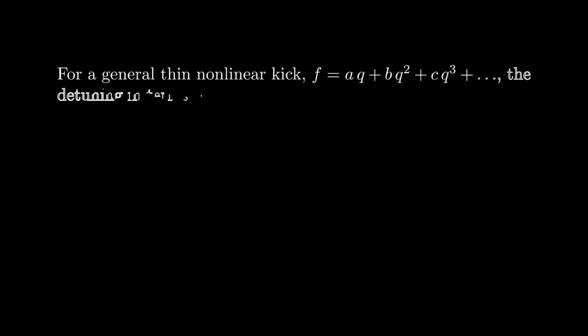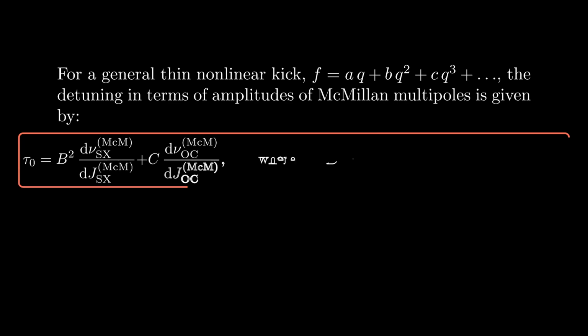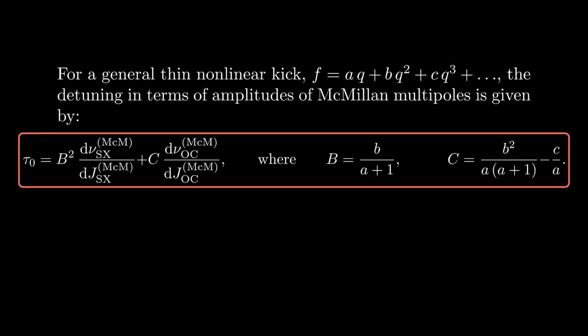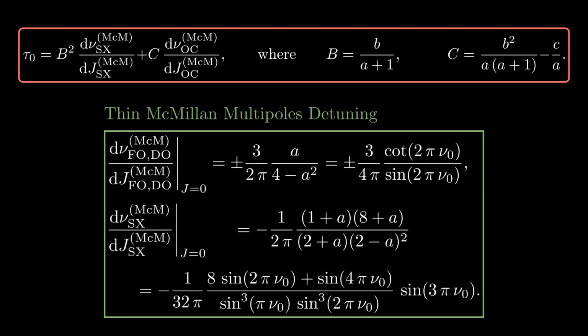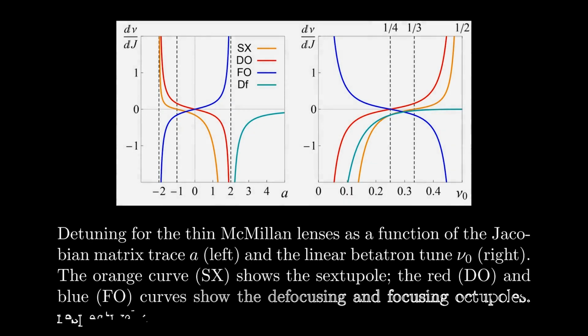To summarize, for a general thin lens, including for example a thin RF cavity when considering longitudinal dynamics, the detuning is once again determined by the additive contributions of two components, with the McMillan sextupole strengths appearing squared. Notice how in this framework the overall picture remains qualitatively similar to the case of distributed nonlinearities. Although the exact detuning expressions for McMillan multiples might still look somewhat complicated, their graphs are monotonic functions with singularities only at integer and half-integer tunes.